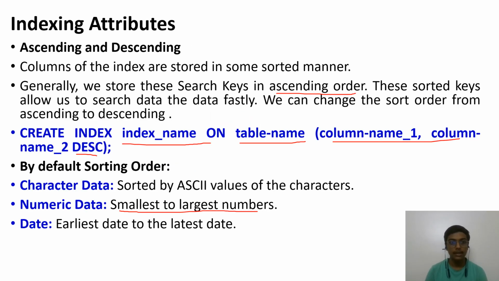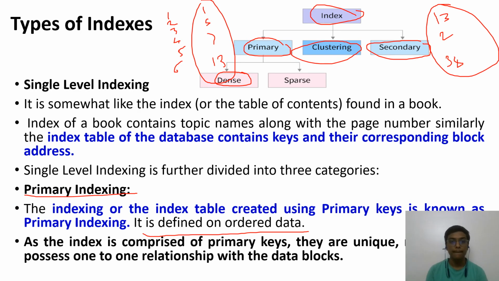Next one is the ascending and descending. Columns of the index are stored in some sorted manner. Generally, we store the search key in ascending order. These sorted keys allow us to search data faster. By default, sorting order is: character data sorted by the ASCII values of characters, numeric data sorted from smallest to biggest numbers, and third one is date, earliest date to the latest date.